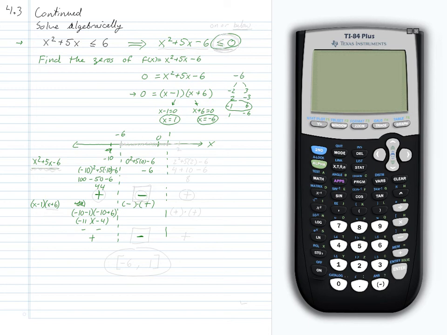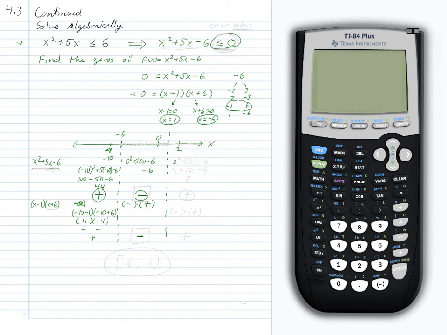So what that tells me so far is that to the left of negative 6, my parabola would be above the axis. In between negative 6 and 1, my parabola would be below the axis. Let's see what's going on beyond 1. So if I try x equals 2.